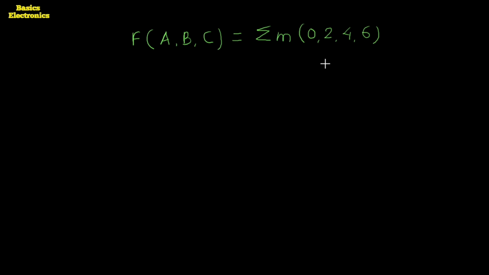D0, then D2, D4 and D6 are given, means 0, 2, 4 and 6, these are given. So these lines we require to connect to the logic 1, and the remaining lines, which are those remaining lines? Remaining lines are 1, then 3, then 5 and the last one is the 7. These lines we are going to connect to the logic low line, or logic 0 line.